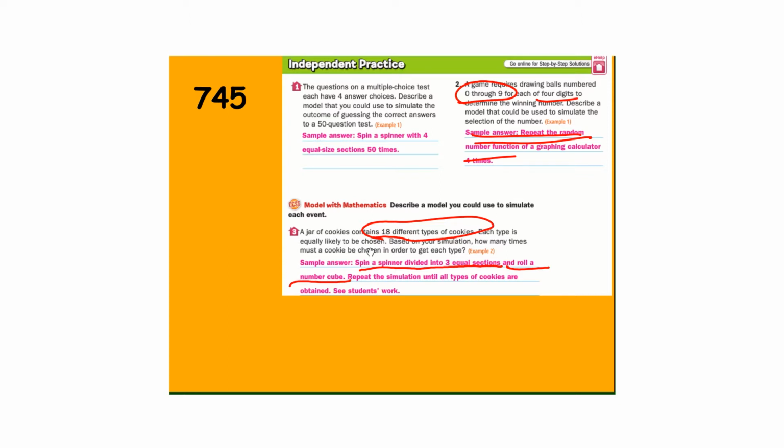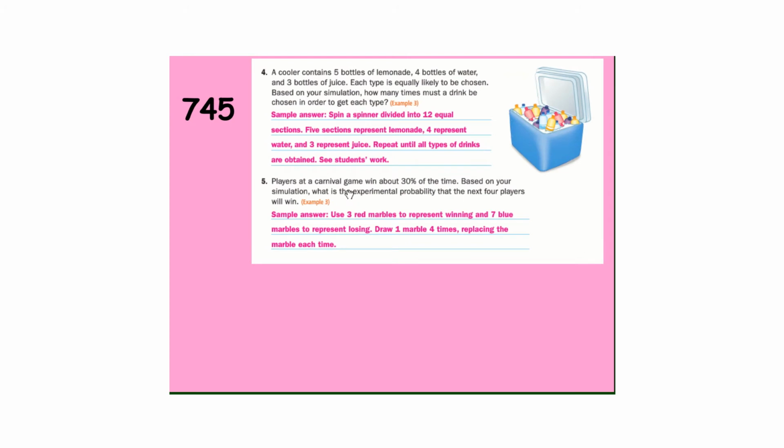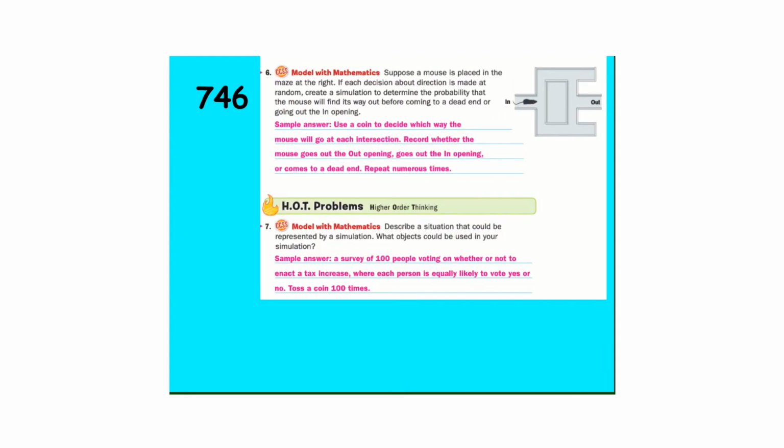18 cards in a bag for each different type of cookie. And then whatever it is that you picked to do, you have to say you repeat it until all the different types of cookies are obtained. No numerical answer for that. There's no such number for an answer. Okay, 745. It's 746.